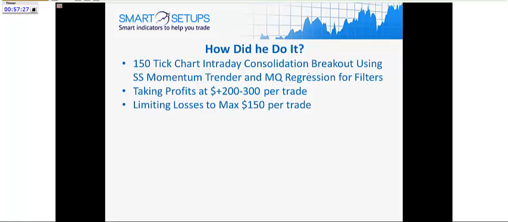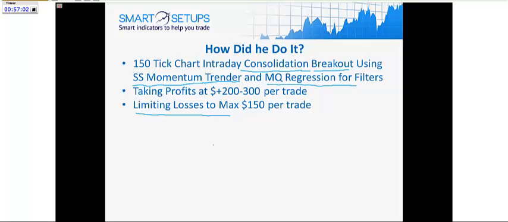So you use a 150 tick chart on everything. He'd look for a consolidation, and then he'd look for a breakout of consolidation. And then he'd want to have confirmation of the consolidation breakout using the momentum trender and the MQ regression for filters. He was taking profits plus $200-300 per trade or per contract, and he was limiting losses to a maximum of $150 per contract per trade. So he was risking $300 per trade.